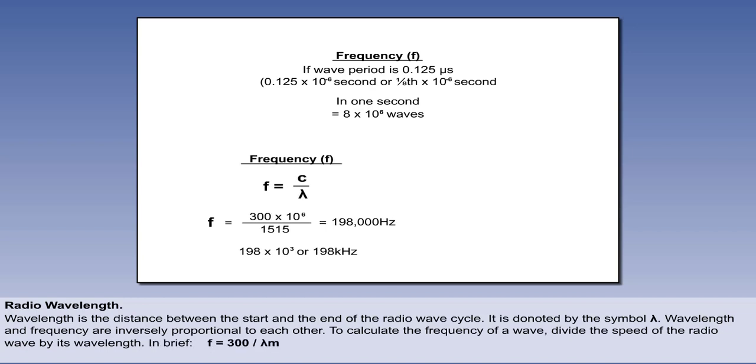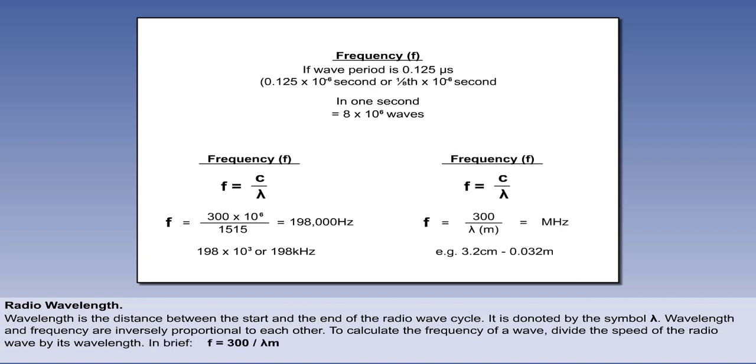Because we always cancel the common figures of 10 to the power of 6, these two formulae can be shortened. The formula for frequency is 300 divided by wavelength in meters, giving an answer in megahertz. You will need to convert the wavelength into meters if the wavelength is given, say, in centimeters.